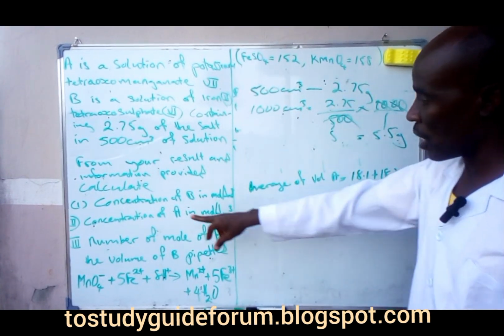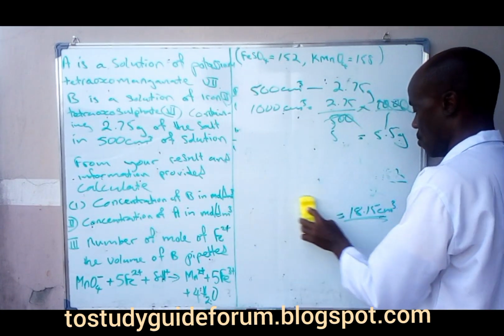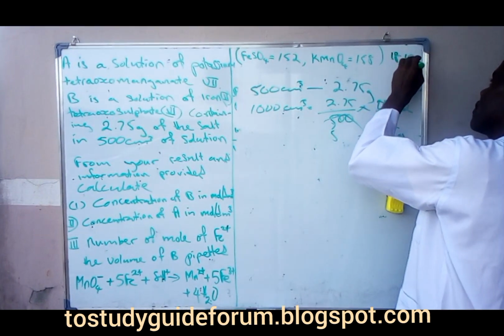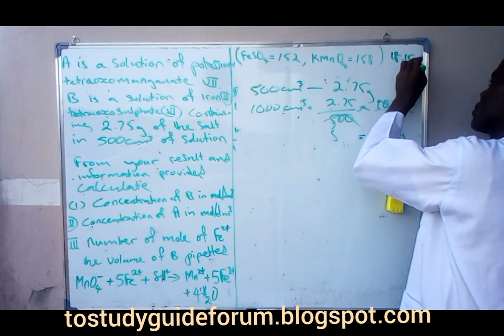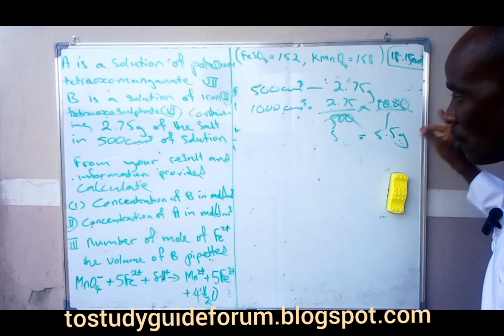Now we're going to calculate the concentration of B in mole per dm cube. Now, we know that what we have there is 18.15. Lest I forget, I'll just clean that right away. Let me write it down here so that I won't forget, because we will still come to that.